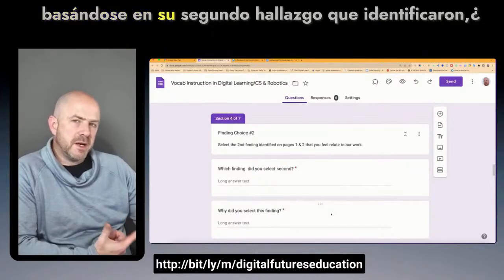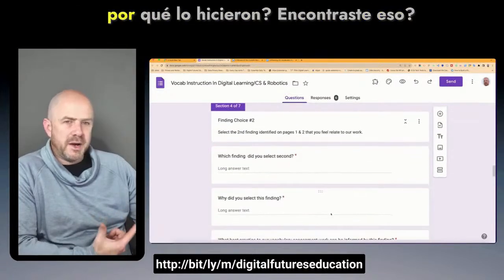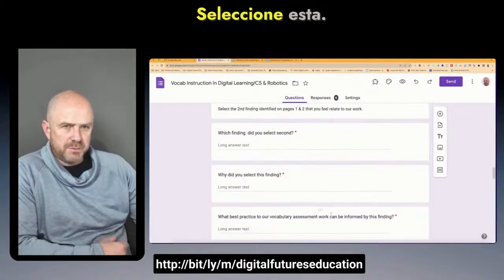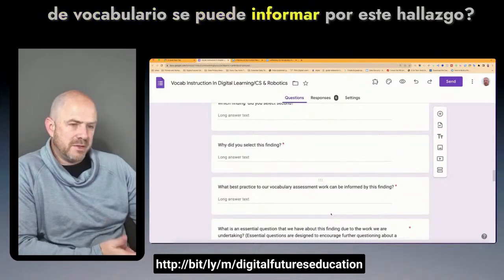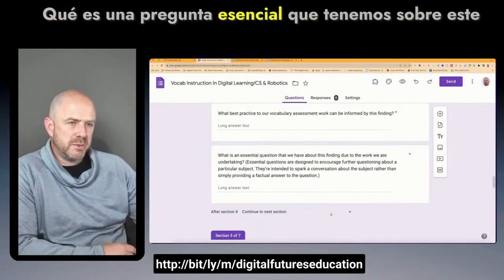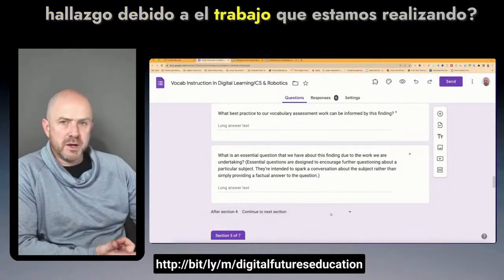Then based on the second finding that they identified, why did they select this one? What best practice to our vocabulary assessment work can be informed by this finding? What is an essential question that we have about this finding due to the work we are undertaking?